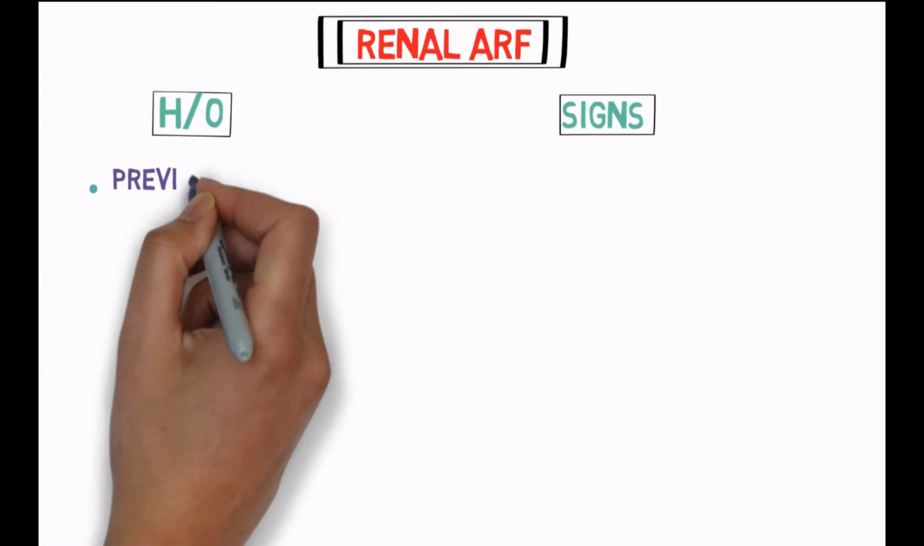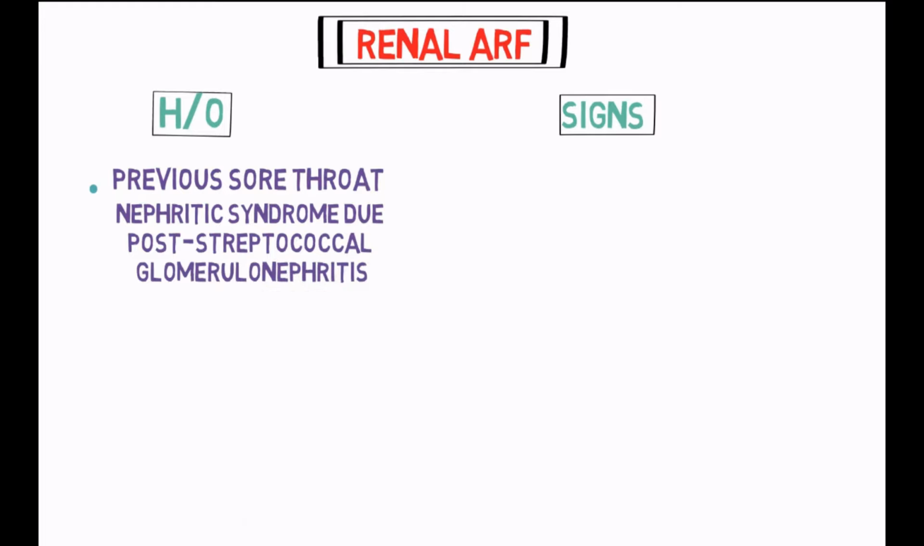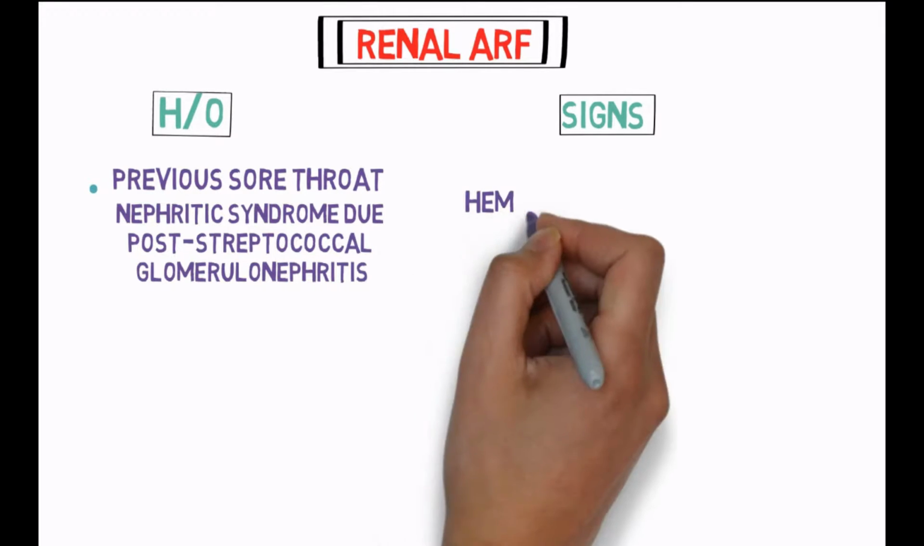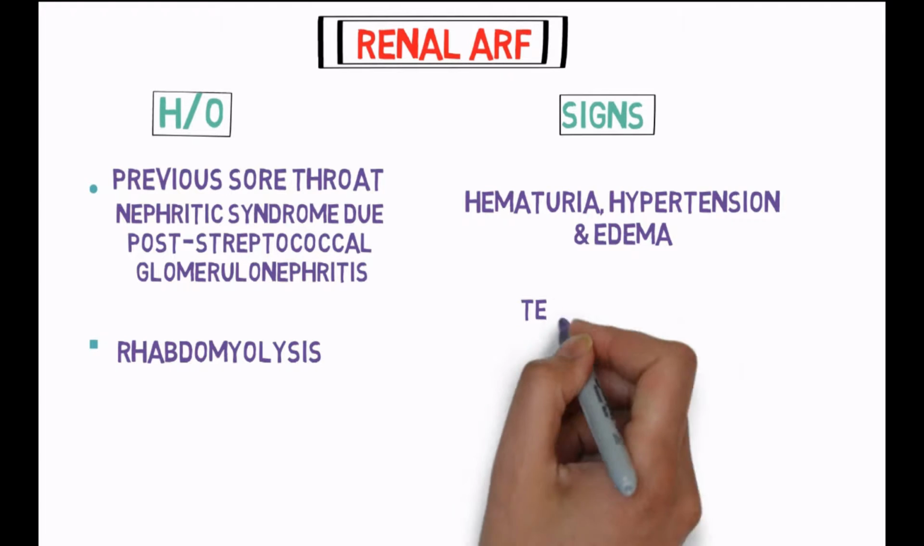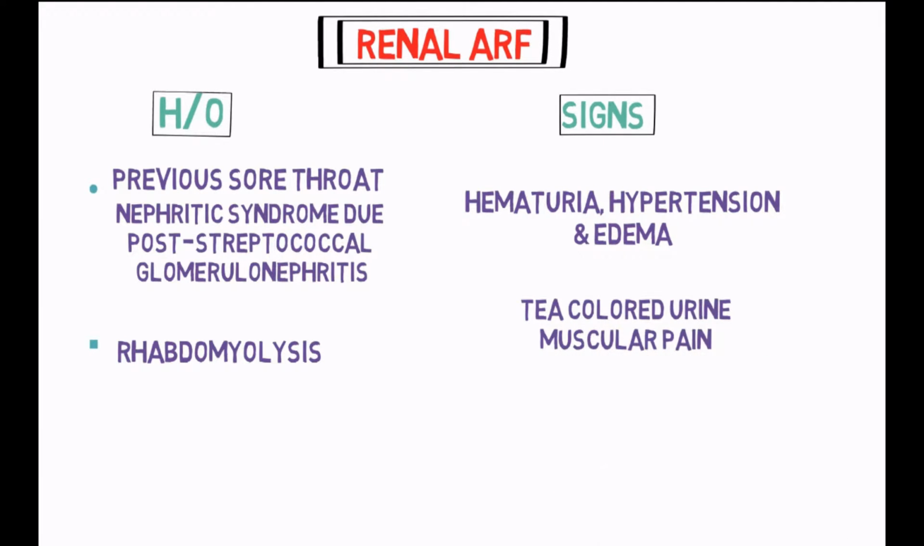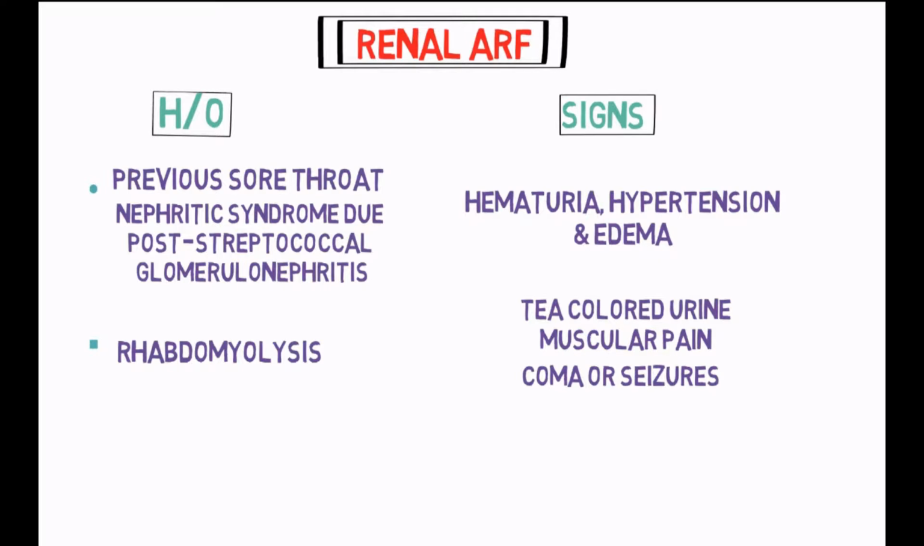Renal ARF has different types of histories depending upon the etiology which causes ARF. A history of previous sore throat may indicate nephritic syndrome due to post-streptococcal glomerulonephritis, which may present with a triad of hematuria, hypertension, and edema due to volume retention. Rhabdomyolysis is also an important cause of renal type of ARF. Patients with rhabdomyolysis have features like tea-colored urine and muscular pain due to breakdown of muscle fibers. These patients can also have a history of coma or recent seizures which may have initiated rhabdomyolysis.